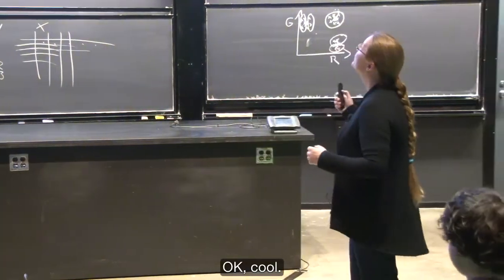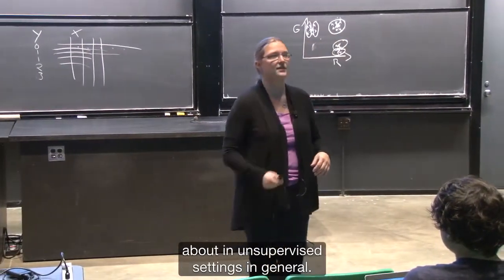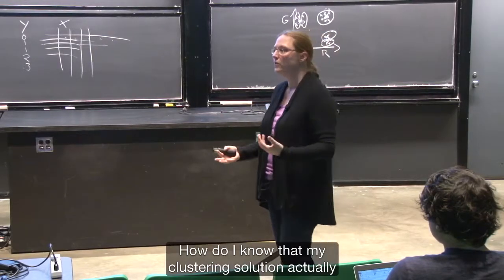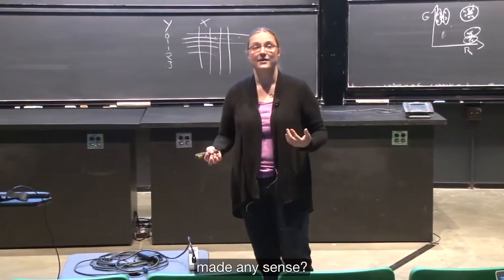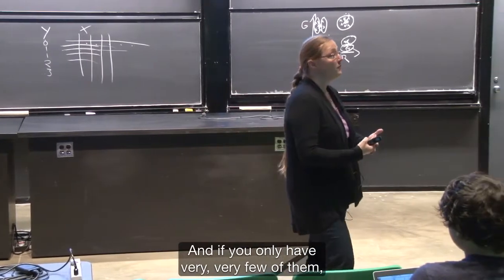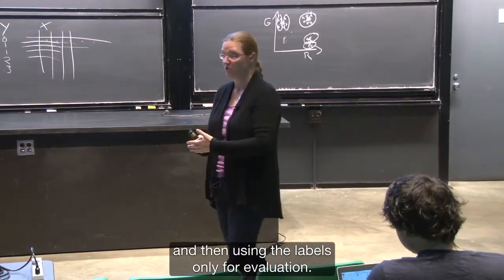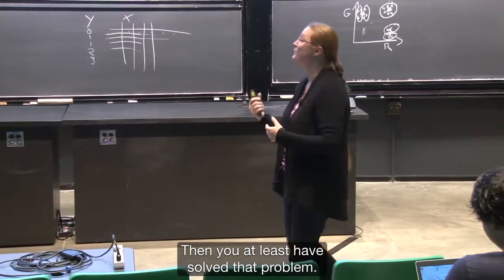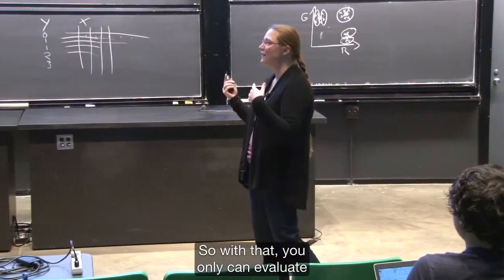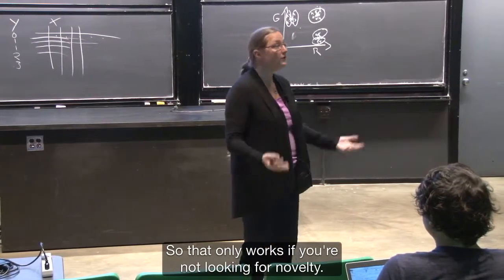Okay, cool. So evaluation criteria, that's hard. That's really hard. That's something you need to think about in unsupervised settings in general. Like, how do I know that the pattern I came up with is sensible? How do I know that my clustering solution actually made any sense? Sometimes you are in this case where just obtaining labels is very, very expensive or hard. And if you only have very, very few of them, it might be worth considering doing an unsupervised method and then using the labels only for evaluation. Then you at least have solved that problem. But with that, you only can evaluate the structures you knew were there in the first place. So that only works if you're not looking for novelty.